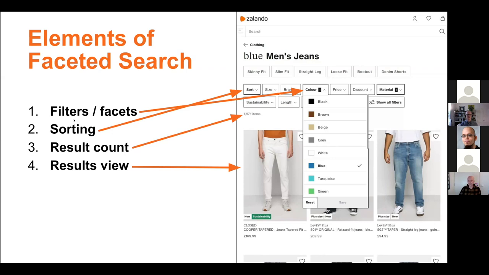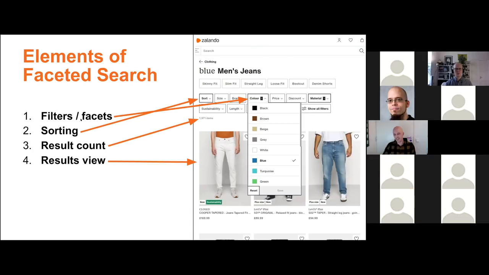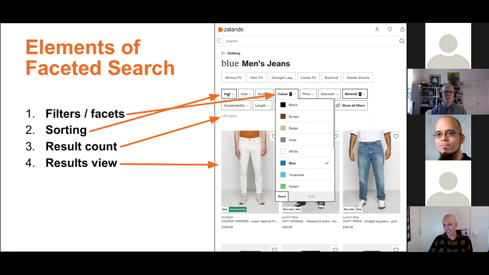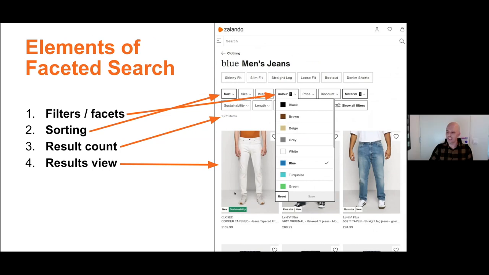First, there are filters or facets that can be used for refining the result set. The terms filter and facet are, from a user's point of view, synonyms, but there are some differences from an academic point of view. Then, of course, we have the button for sorting our search results. Then there is the number of results. And at the bottom, normally we have a view where we can browse through the results.